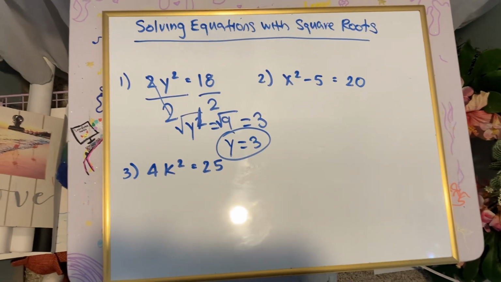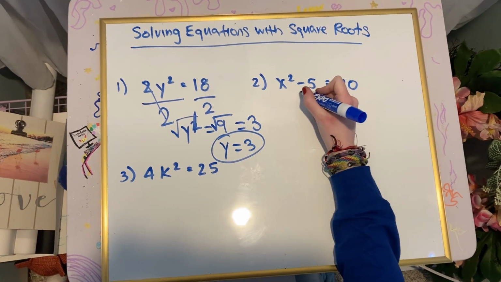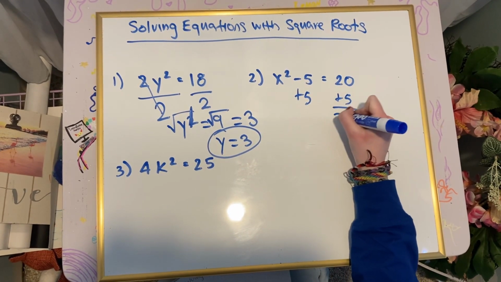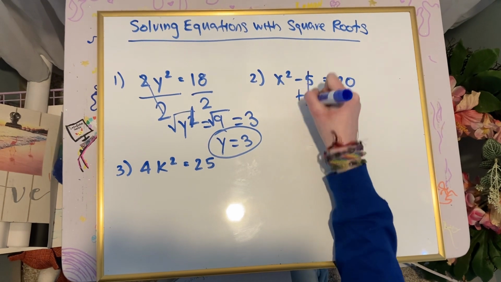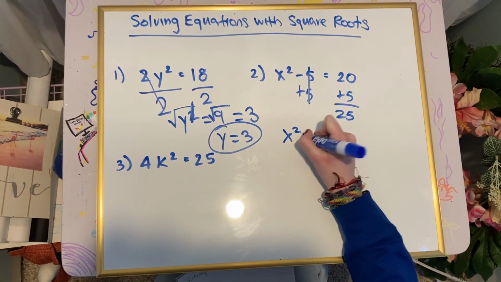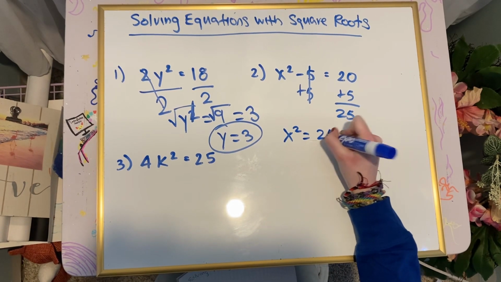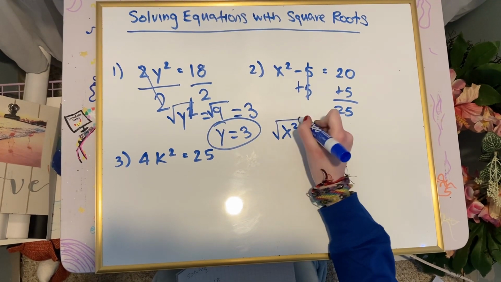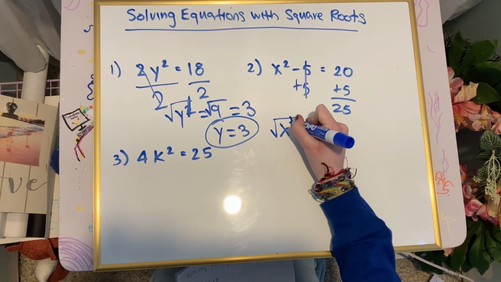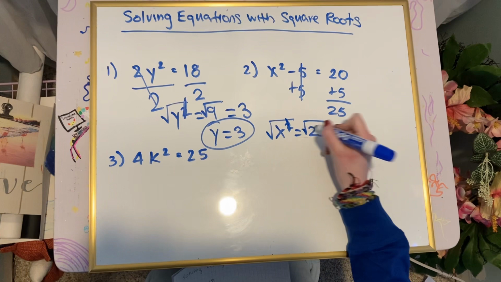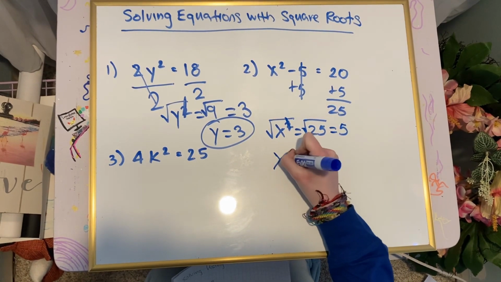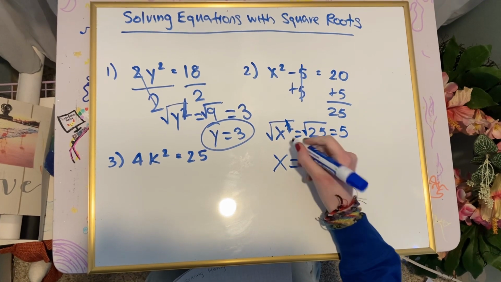Now for the second one, we have to add 5 to both sides to cancel out the 5. Now the new equation is x squared equals 25. Now we take the square root of both, to cancel out the squared for the x, and the square root of 25 is 5. So the answer is x equals 5.